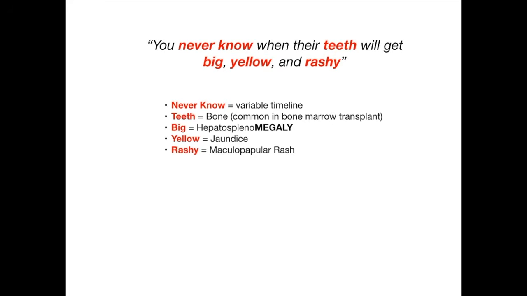And you never know when their teeth will get big, yellow, rashy. So big tells us hepatosplenomegaly. Megaly means big. It means big liver, big spleen. So big for hepatosplenomegaly, yellow for jaundice, and rashy for maculopapular rash.